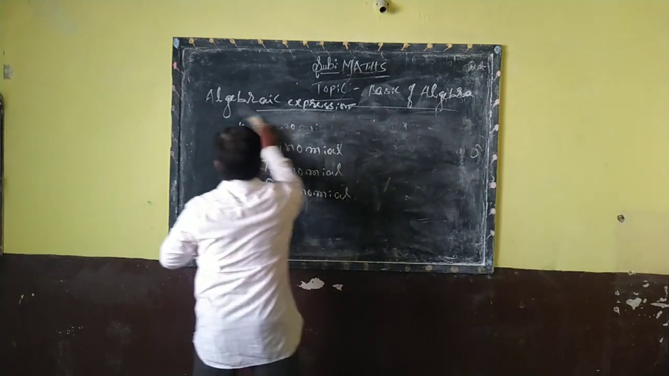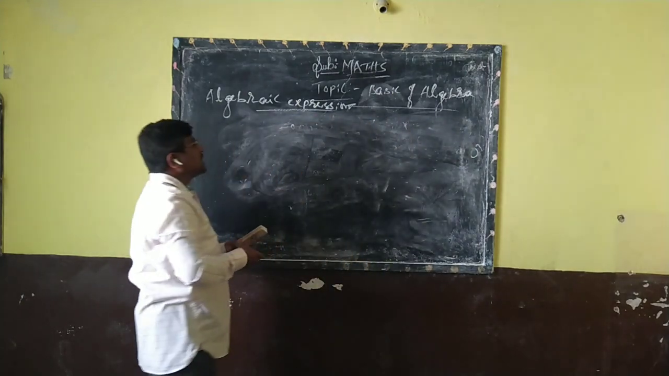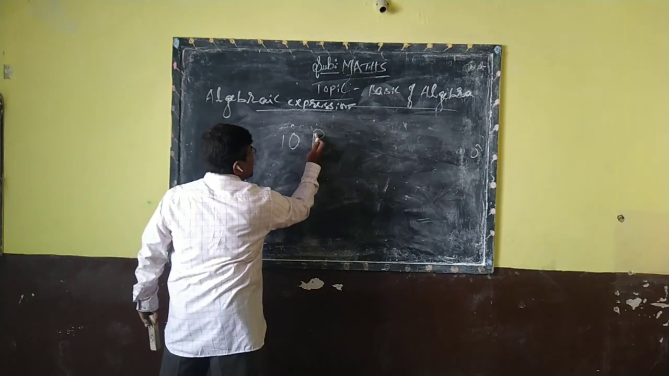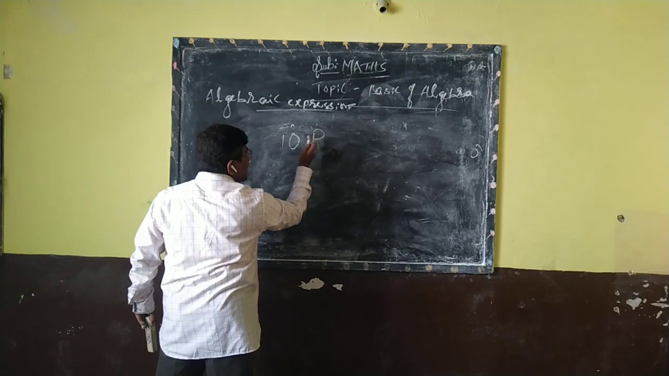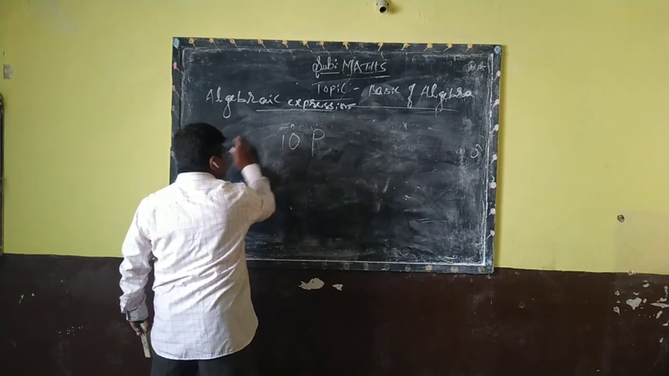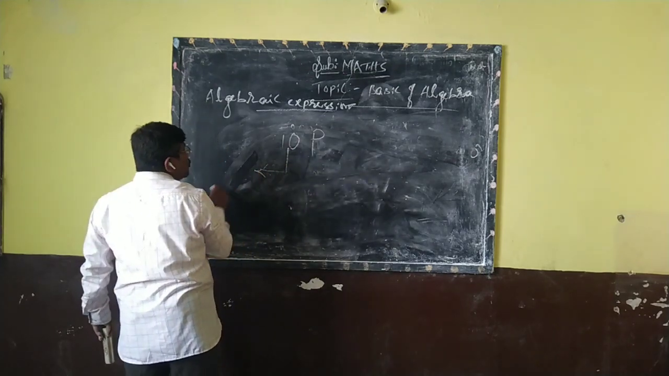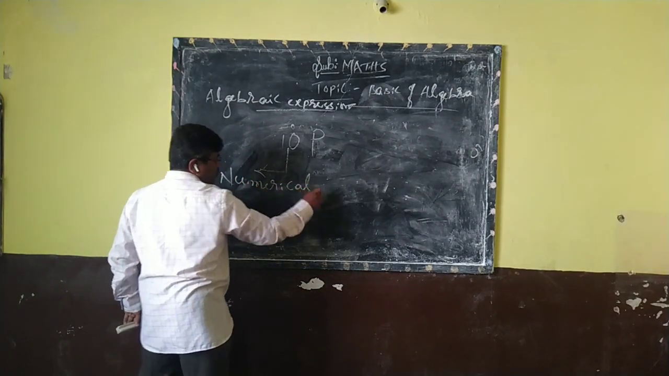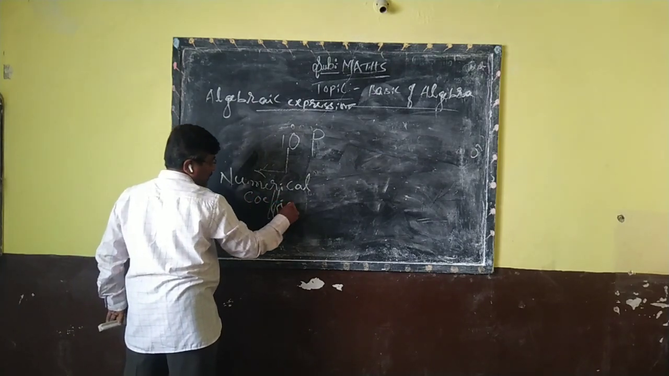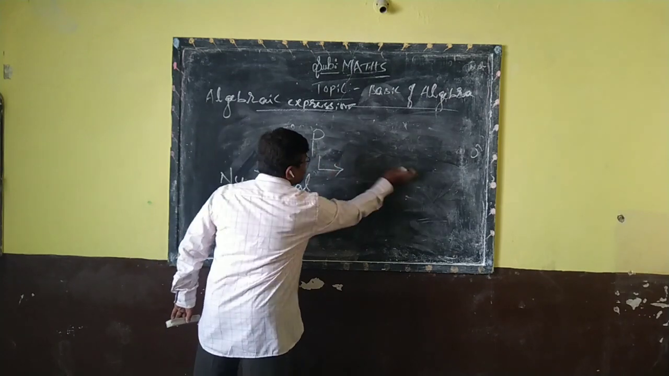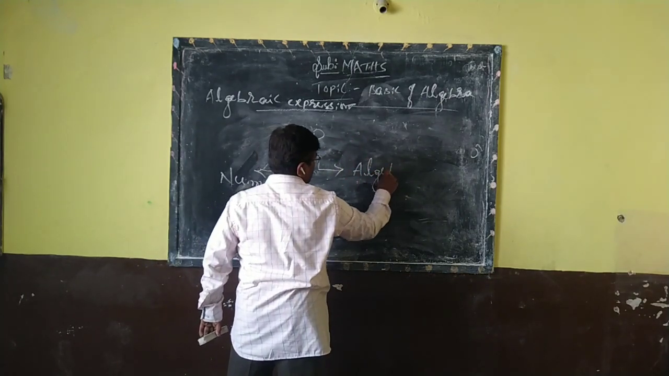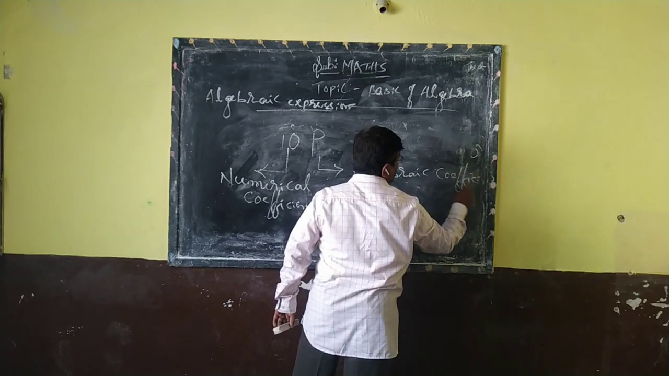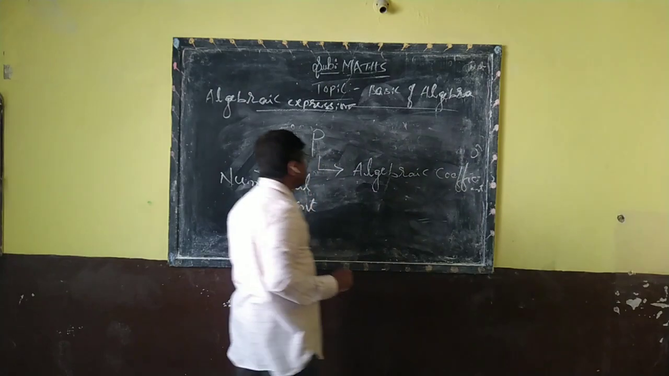Now let's move to the next important note, that is the algebraic coefficient and the numerical coefficient. For example, if I take 10p, here 10 is called the coefficient of p. Here p is the variable and 10 is the constant. Yes or no, students? Just as I explained, 10 is called the numerical coefficient, and this is called the algebraic coefficient. Okay, students?